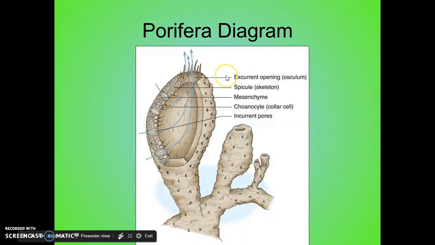So here you see a diagram of the kind of outside and inside. This is the osculum up here. I would make sure I know that. These little pores here are called in-current pores, and these little tail things are collar cells that help to move the water around.